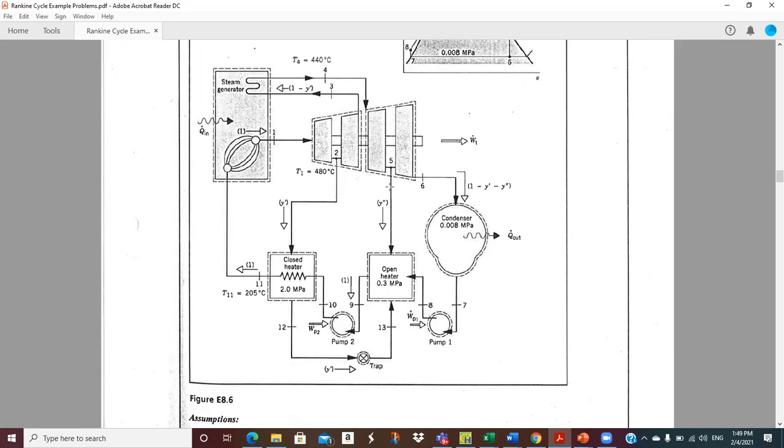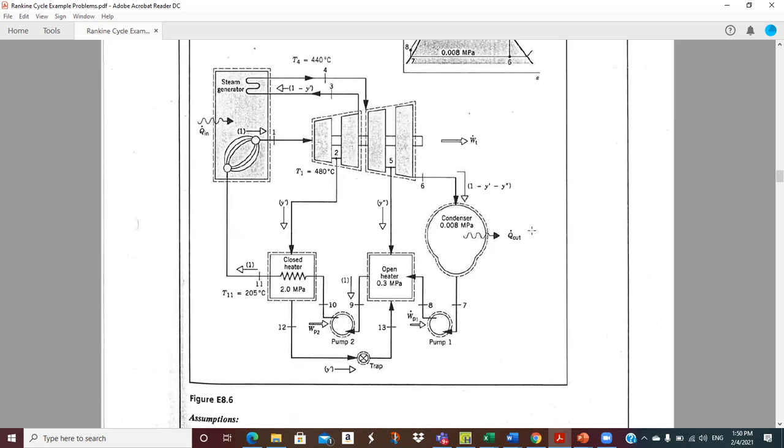to 5. We have our second extraction, y double prime. The terminal y prime is the fraction of the main steam that comes out in the first one, and y double prime in the second one. Then we make our way all the way to the end of the turbine. So we've got 1 minus y prime minus y double prime coming into the condenser.